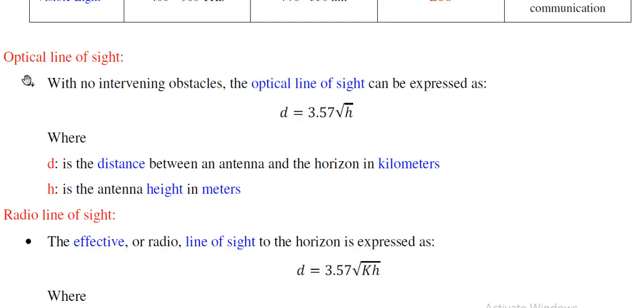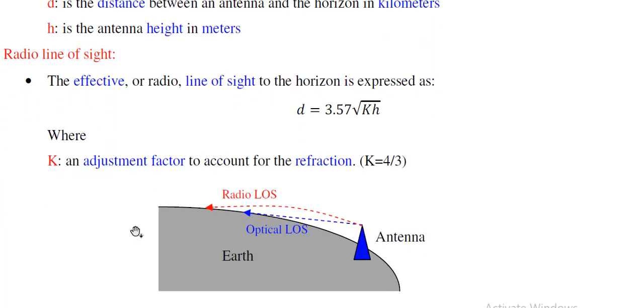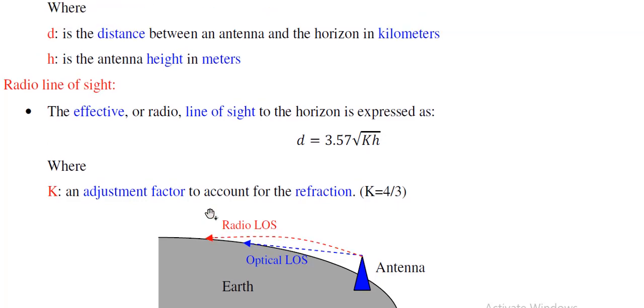Now this is only theoretical because in the air we have a lot of obstacles that might diffract the signal. So experimentally, the correct distance is the radio line of sight, which is calculated as 3.57 square root of k multiplied by h, where k is the adjustment factor, equal to 4/3. So this is the right distance between an antenna with height h and an antenna with height 0, which means an antenna just on the ground.